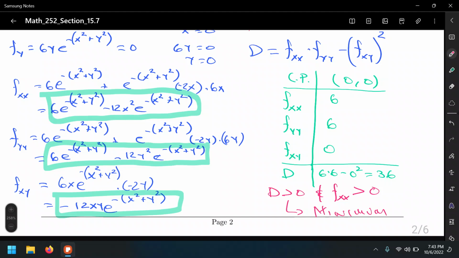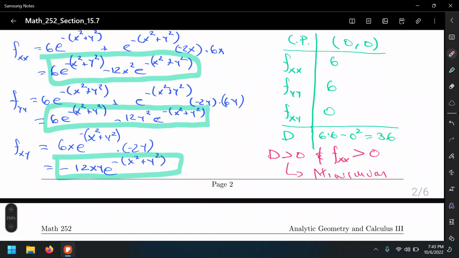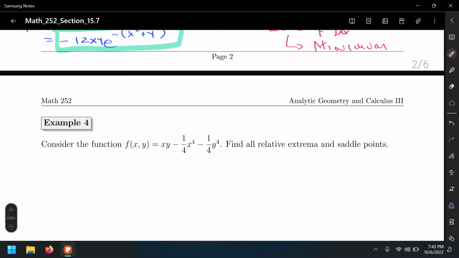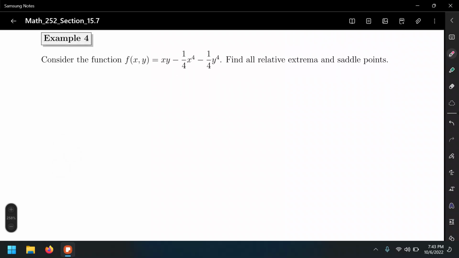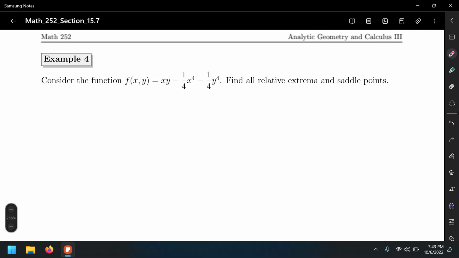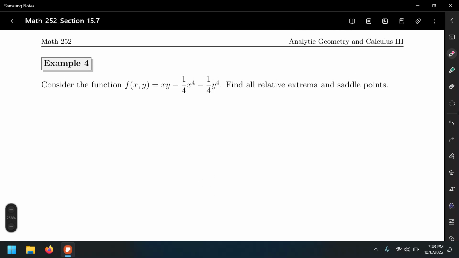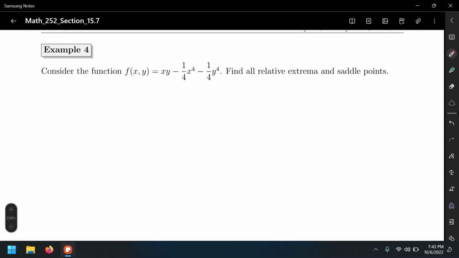So let's see. I know all these partial derivatives just for one critical value. All right, let's have a look at another example. So what do we have? Something a little more interesting. Consider the function f of x y equals xy minus 1/4 x to the 4th minus 1/4 y to the 4th. All right, let's find the relative extrema or saddle points, if any.